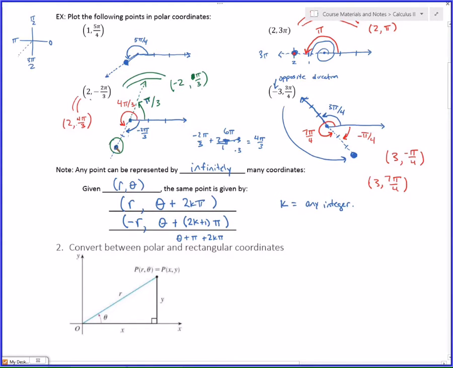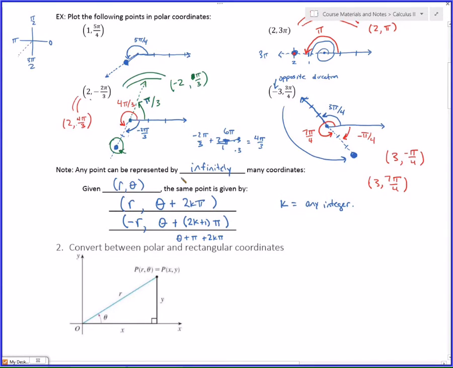And then I could keep adding multiples to that. I could add 2 pi to that, or 6 pi over 3 to that. So 7 pi over 3, and then 13 pi over 3, and then 19 pi over 3. All of those with a negative 2 end up being that same point right there. So if I give you r theta, you can find as many other coordinates as you want by either adding 2 pi and leaving r the same, or adding pi and then adding multiples of 2 pi, but changing r to a negative.